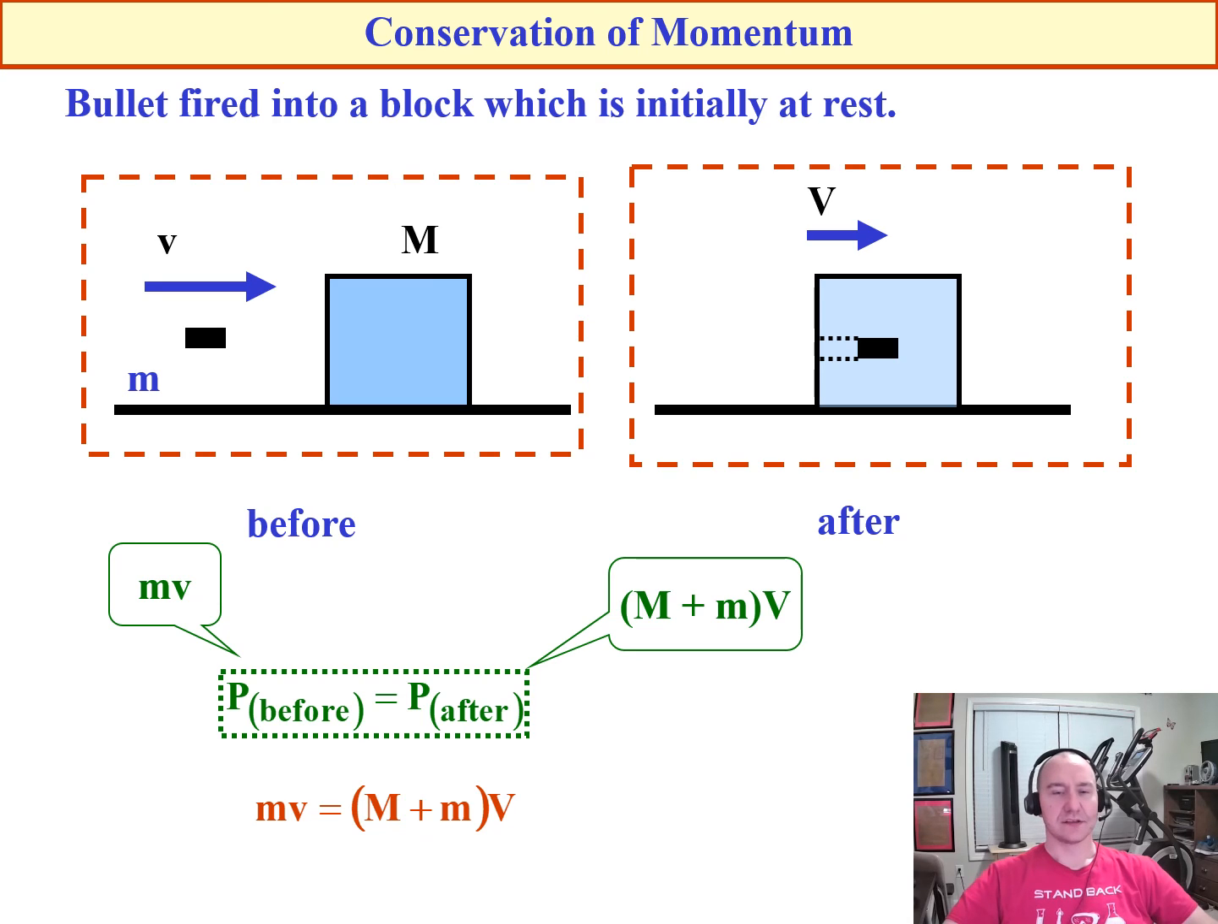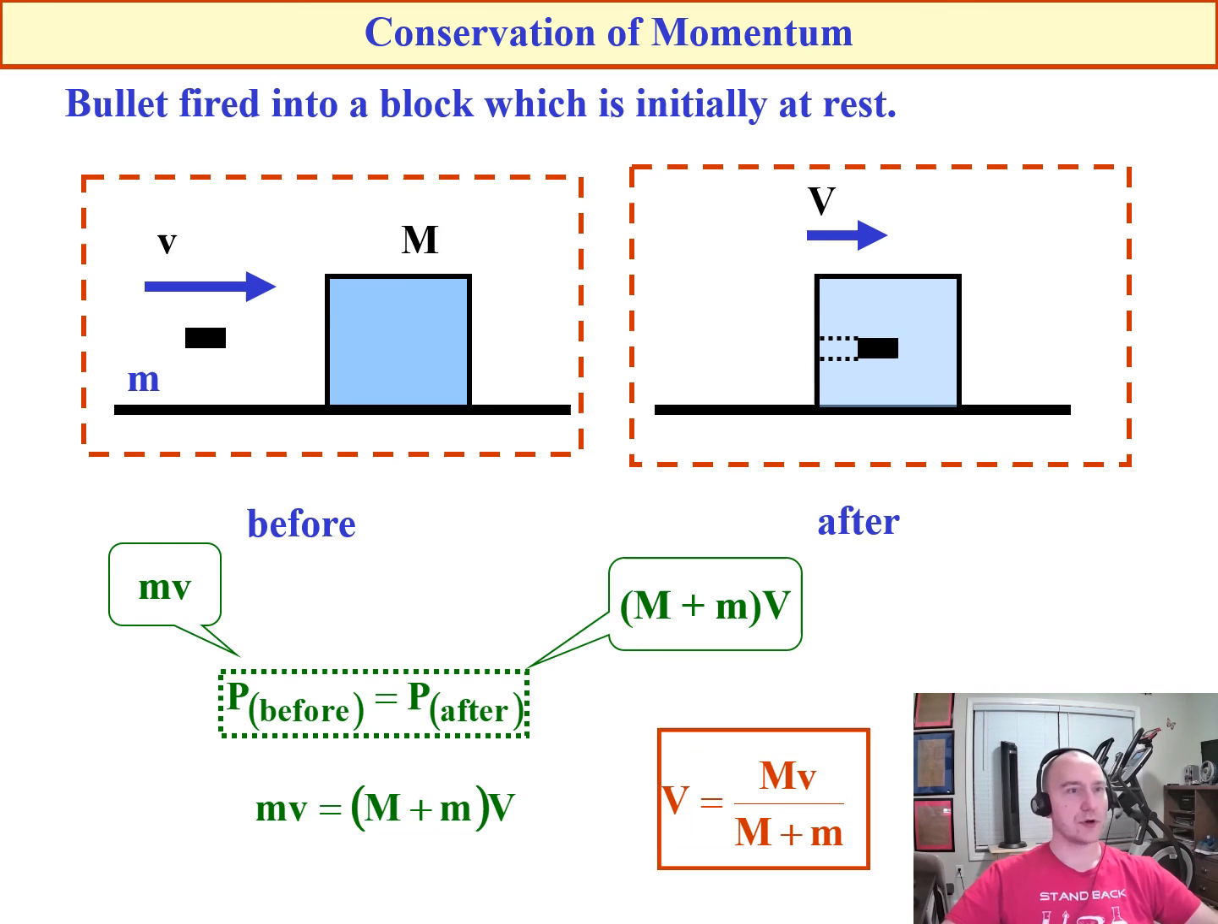All right, so then we solve for the velocity, we get the same equation we got before when two objects stick together. So whether the bullet embeds itself or the two objects stick and move off together, either way, it's the same equation.